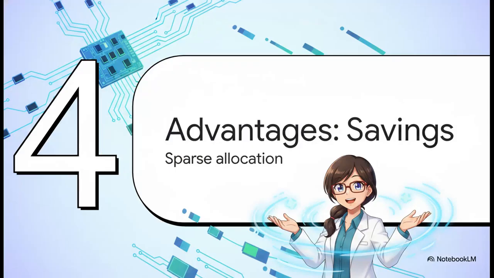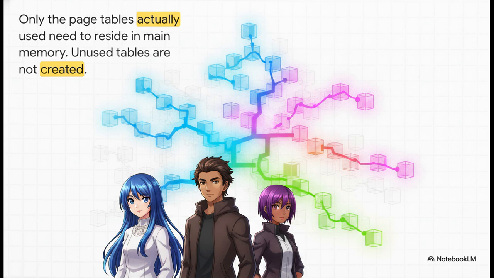Section 4. Advantages. Saving main memory. The power of sparse allocation. Sparse memory allocation is an absolute game changer. It means that only the page tables actually in use right now need to reside in main memory. If a process isn't using huge portions of its virtual address space, well, those tables are simply never created or allocated in the first place. It acts as a massive, massive RAM saver.